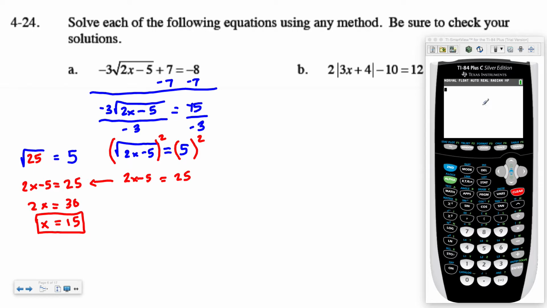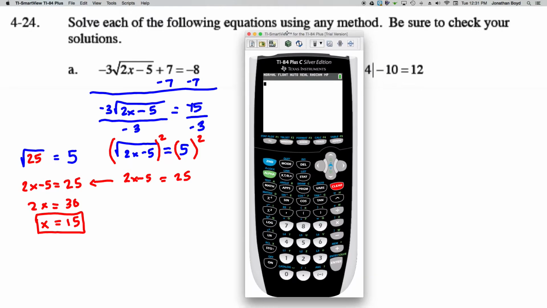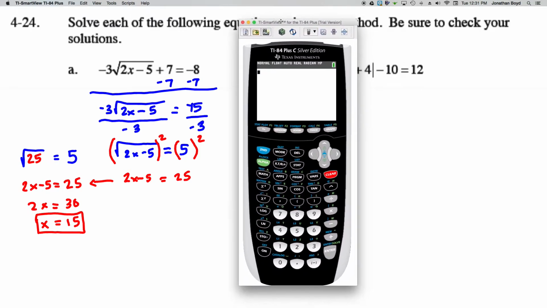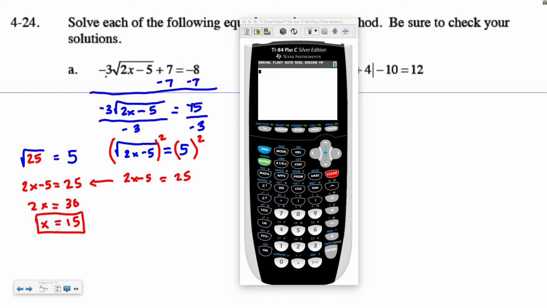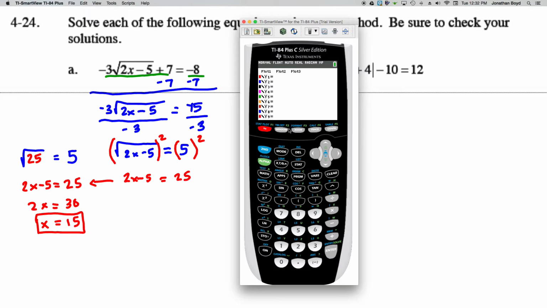Now let's check it here. I'm going to bring my calculator in, move it over here. And just like you should have probably done on problem 4-22 and 4-23, I'm going to graph this equation by turning it into two different functions. I'm going to take everything on the left side and graph that as its own function, and then I'm going to graph everything on the right side. It's kind of funny because the only thing over here is negative 8, but I want you to see that it still works when you do it this way.